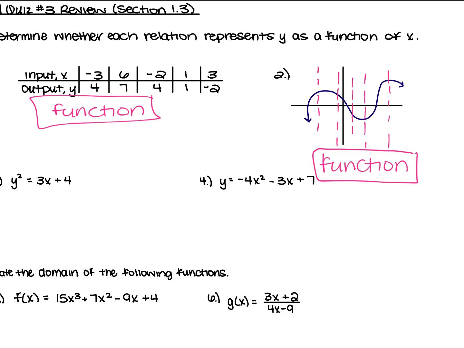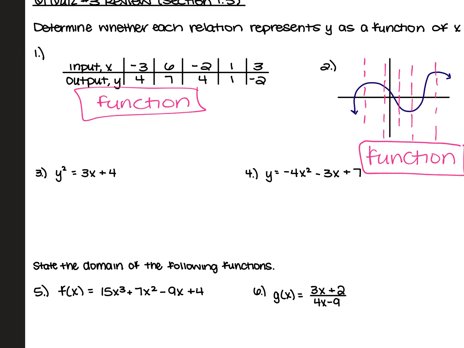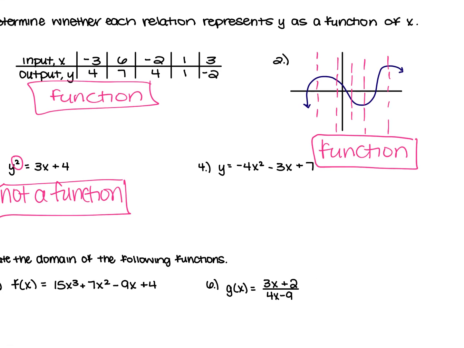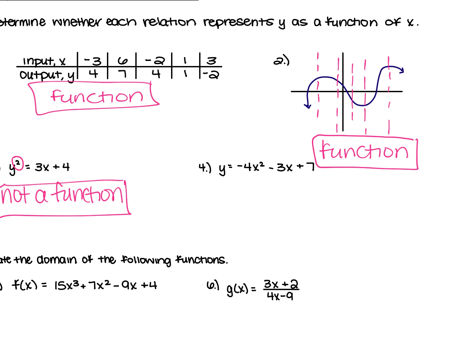For number 3, you have y squared is equal to 3x plus 4. Now, because you have this squared on the y, because y is raised to a power, this one is not a function. Remember, with our equations, we said that if it was a function, y is not raised to a power, it's not in the denominator of a fraction, and it's not in absolute value bars. So because this y is raised to a power, that's what designates it as not a function.